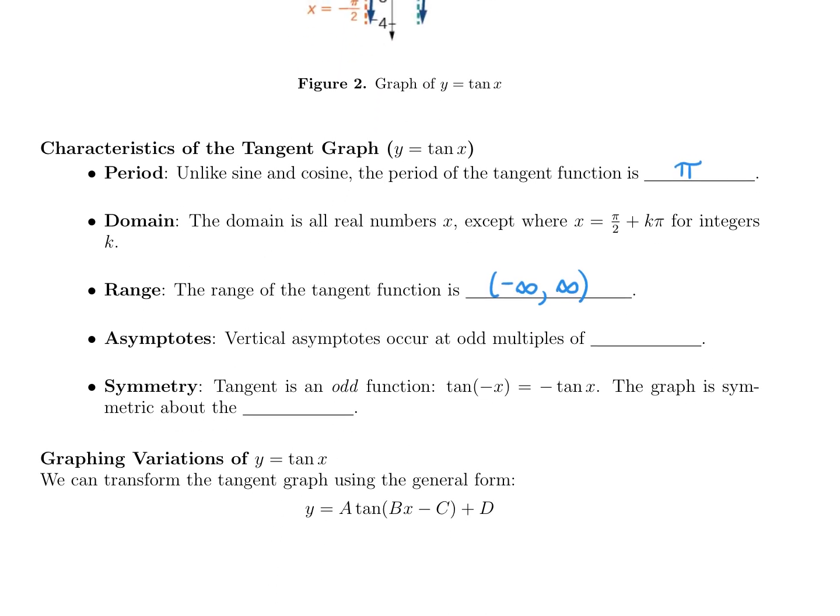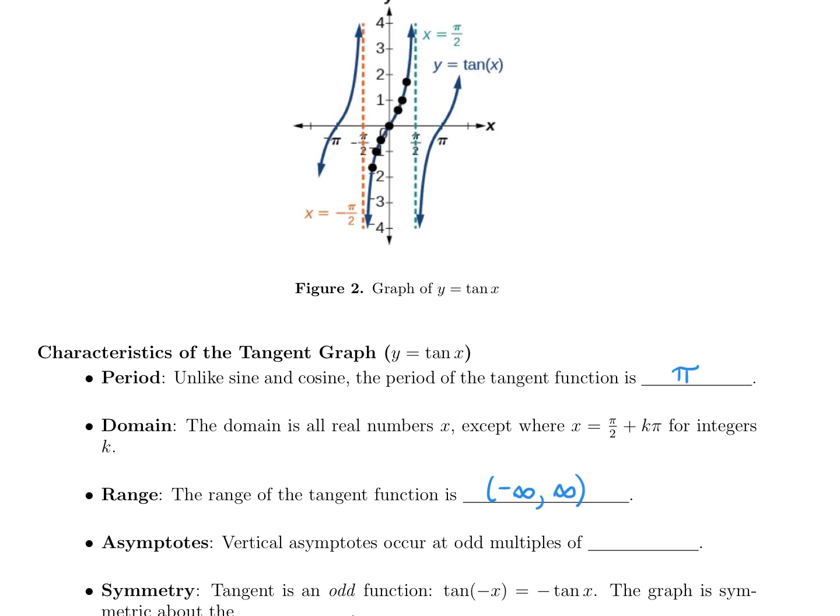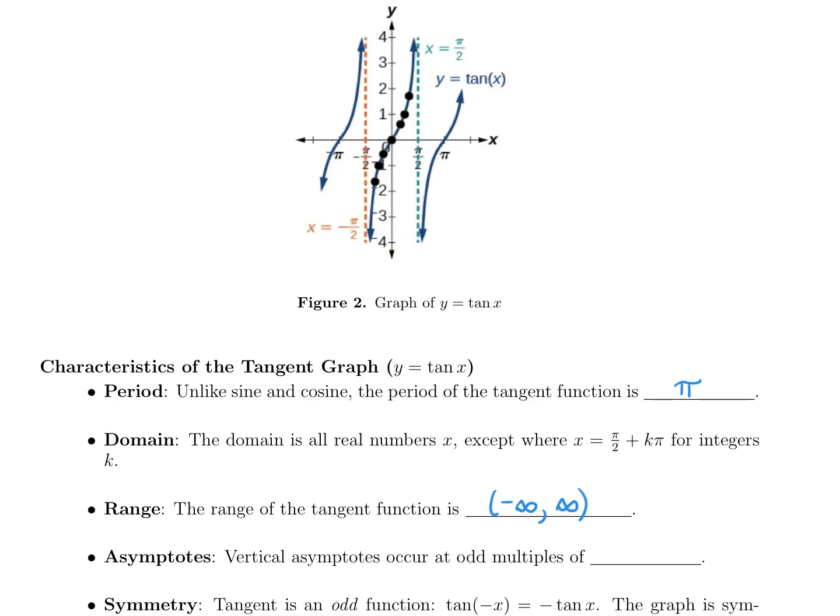The asymptotes occur at the odd multiples of pi over 2, as you can see by the graph. If you look at all the multiples of pi over 2, they're going to continue to appear at every multiple of pi over 2. So let's write that there. Pi over 2.